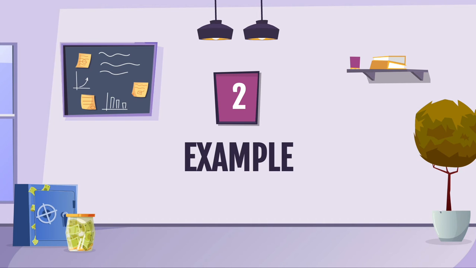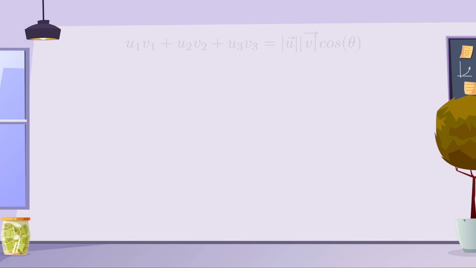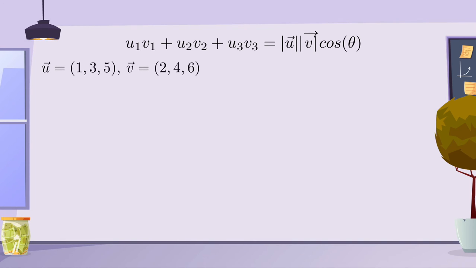Alrighty, so now we'll work through an example of computing the dot product of two vectors, and we'll discuss the geometric meaning behind that dot product as well. So imagine that given this definition for the dot product, we have the vector u in 3 dimensions being the vector 1, 3, 5, and the vector v in 3 dimensions being the vector 2, 4, 6.